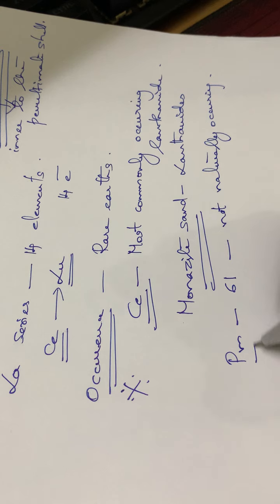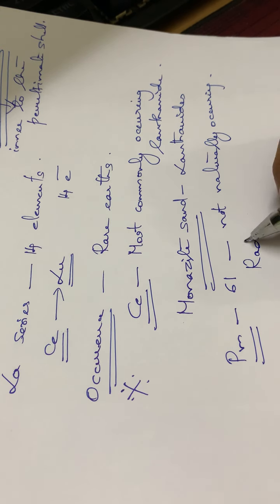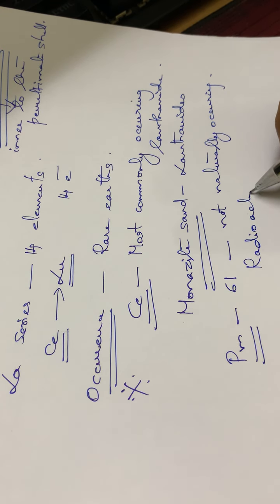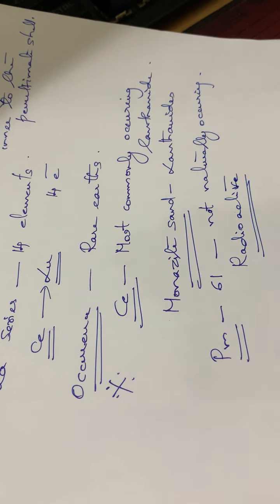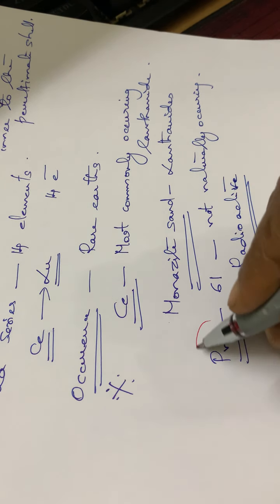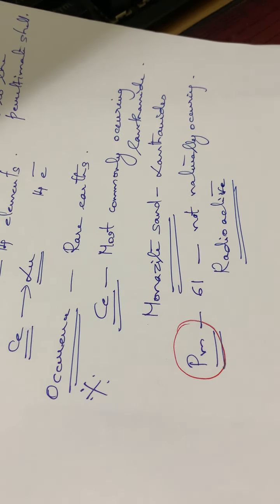Also, promethium is radioactive. It is made artificially, and it is the only radioactive metal present in the lanthanide series. So the only radioactive metal in the lanthanide series is promethium, number 61.